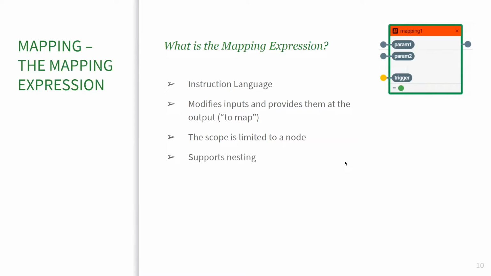The functions that you can put into a mapping expression support nesting, which means you do not have to write only one function in one mapping node, but you can have as many functions as you like in one mapping node, as long as it only has one result. So you cannot parallelize inside a node, but you can apply several functions on the same data in one and the same node.